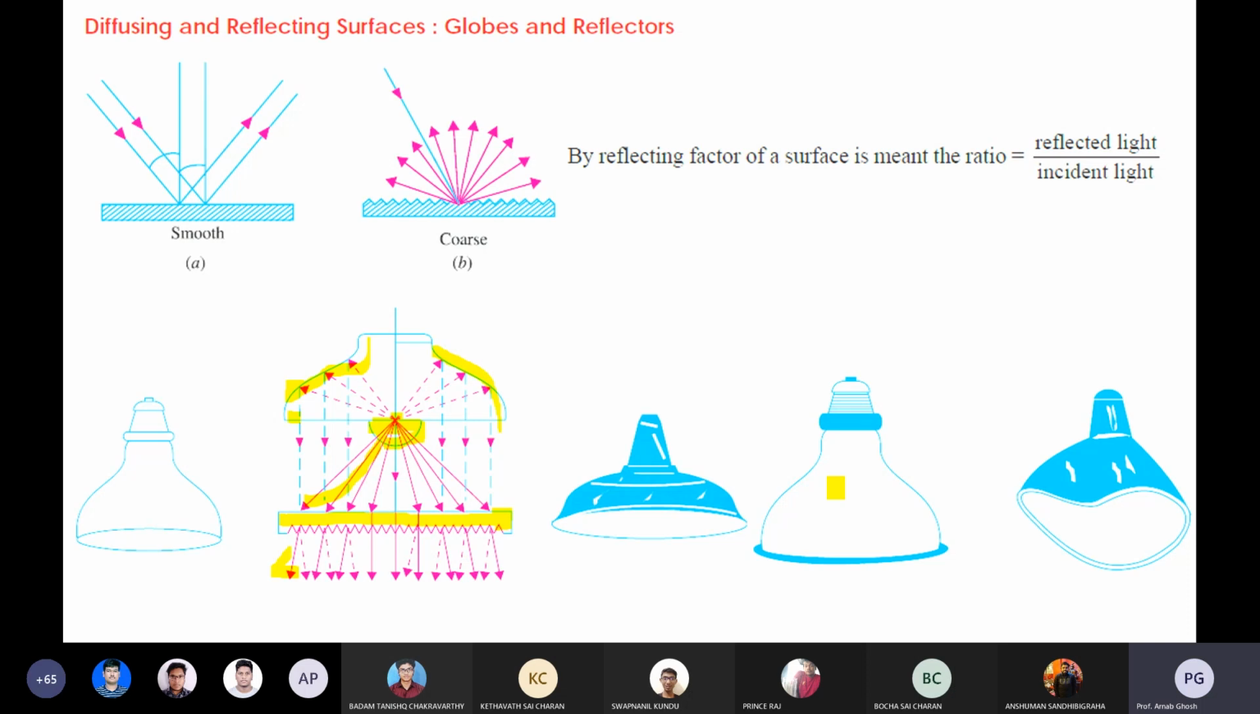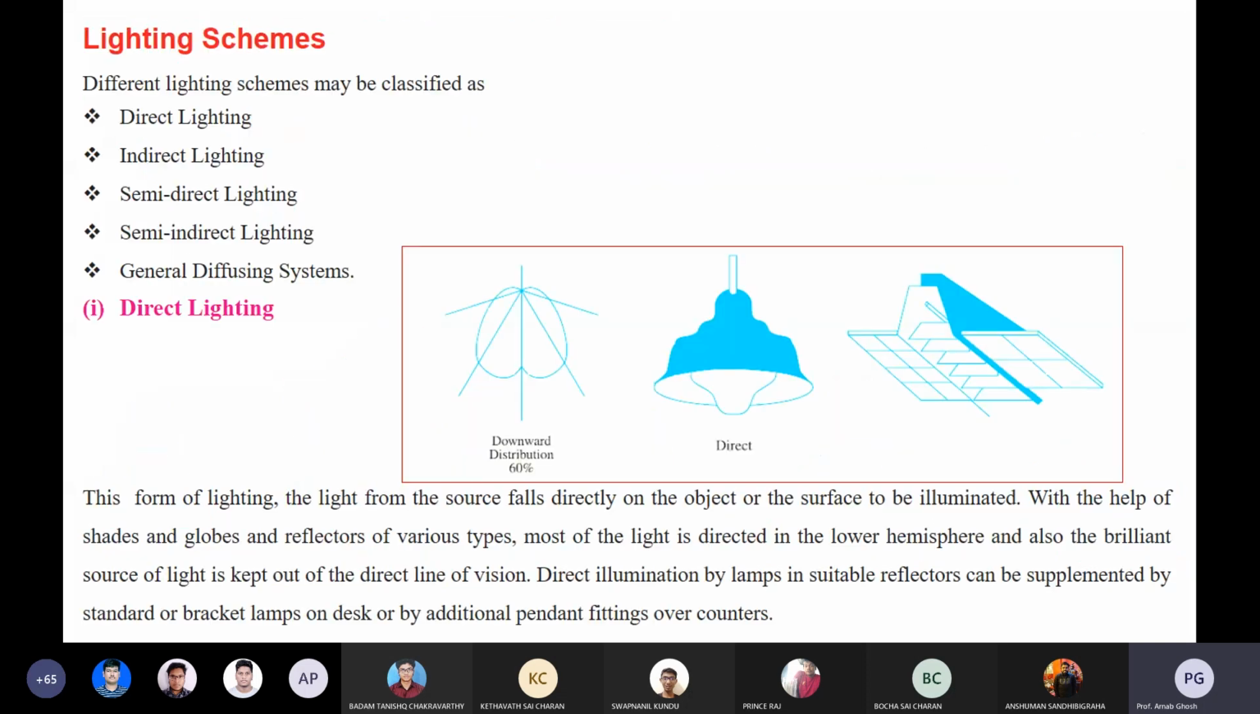So suppose you are designing for hospital lighting. Their intensity will be different. If you want to design for stadium lighting, their intensities are different. So based on their requirement, you can arrange it. As per the requirement, you can arrange them.